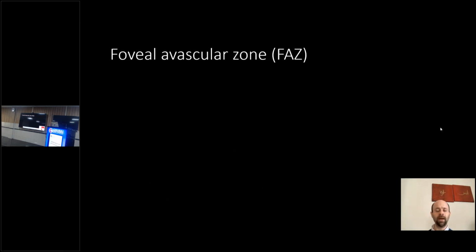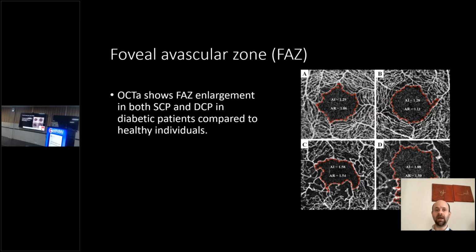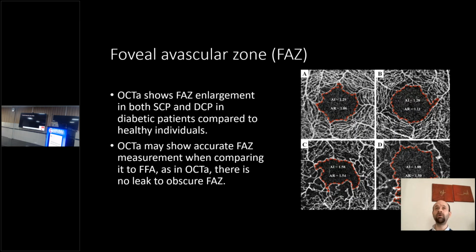So when it comes to the foveal avascular zone, the FAZ, OCT angiography does an excellent job in studying the changes of the FAZ in both the deep capillary plexus and the superficial capillary plexus, whereas fundus fluorescein angiography only shows us the changes in the FAZ in the superficial capillary plexus. But OCT angiography revealed that diabetic individuals without diabetic macular edema show enlargement of the FAZ despite the absence of both diabetic retinopathy and diabetic macular edema.